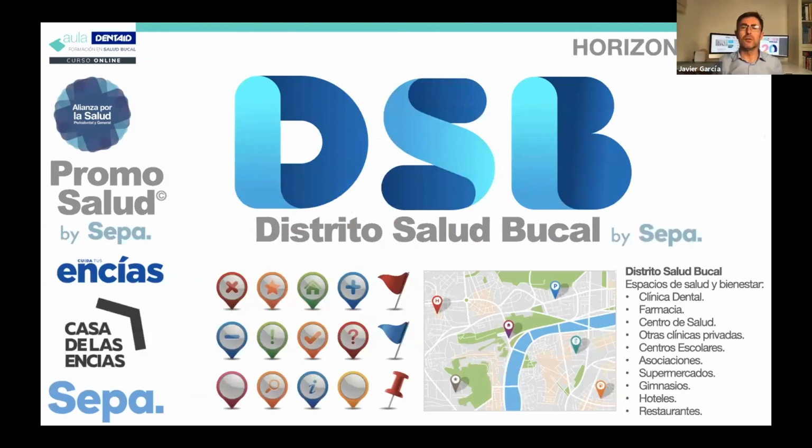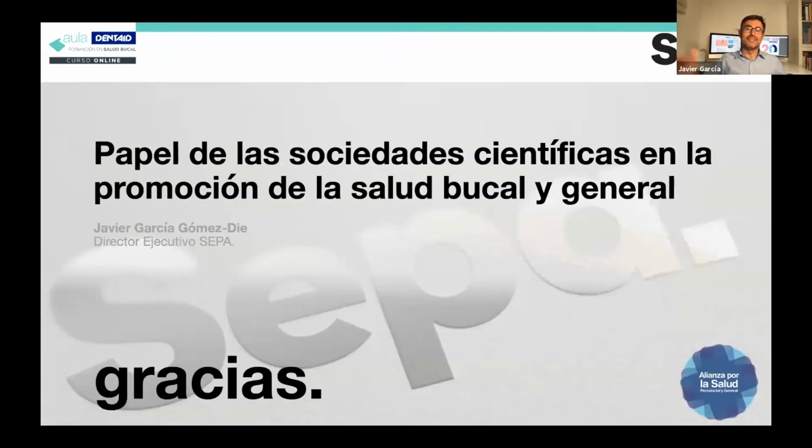And also something which we are really fond of, which is this new concept called Distrito de Salud Bucal, Oral Health Districts, where the dental office interacts with a pharmacy, with a primary healthcare center of that area, and with other spaces, where there are also other elements which are directly or indirectly related to the promotion of oral health in terms of primary prevention, of consumption of certain products, in terms of a healthy diet, for example, and a healthy lifestyle.